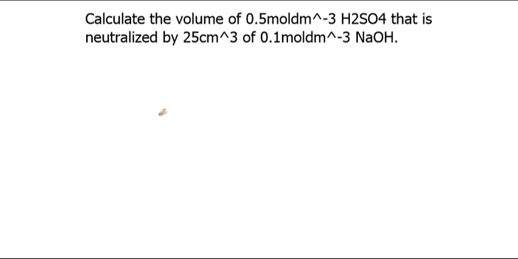Calculate the volume of 0.5 mol per dm³ tetraoxosulfate(VI) acid that is neutralized by 25 cm³ of 0.1 mol per dm³ sodium hydroxide, that is NaOH. Solution.